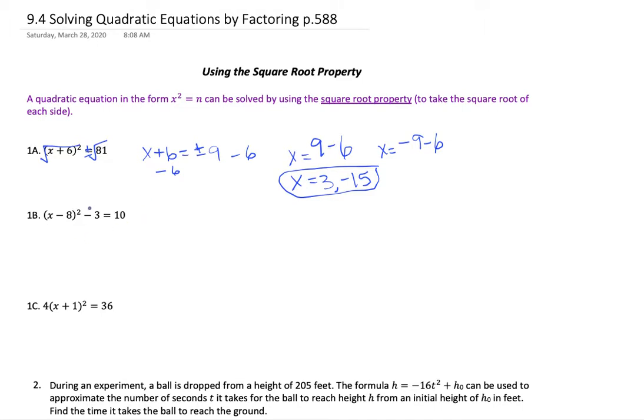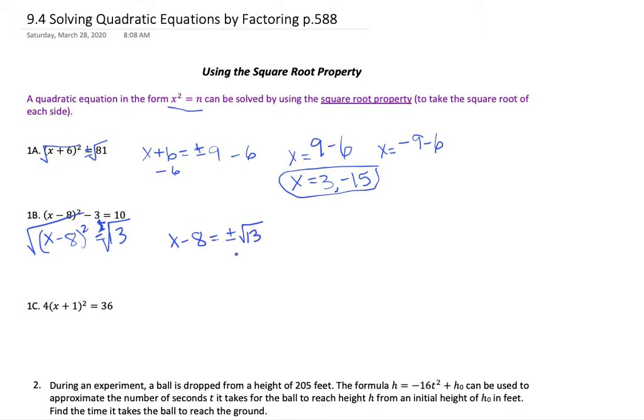Let's do this one. Well, I need to get it into this form here. So that just means I need to add 3 to both sides. So I have (x - 8) squared equals 13 now. So now I need to take the square root of both sides using that square root property. So I have x minus 8 is equal to plus or minus the square root of 13.